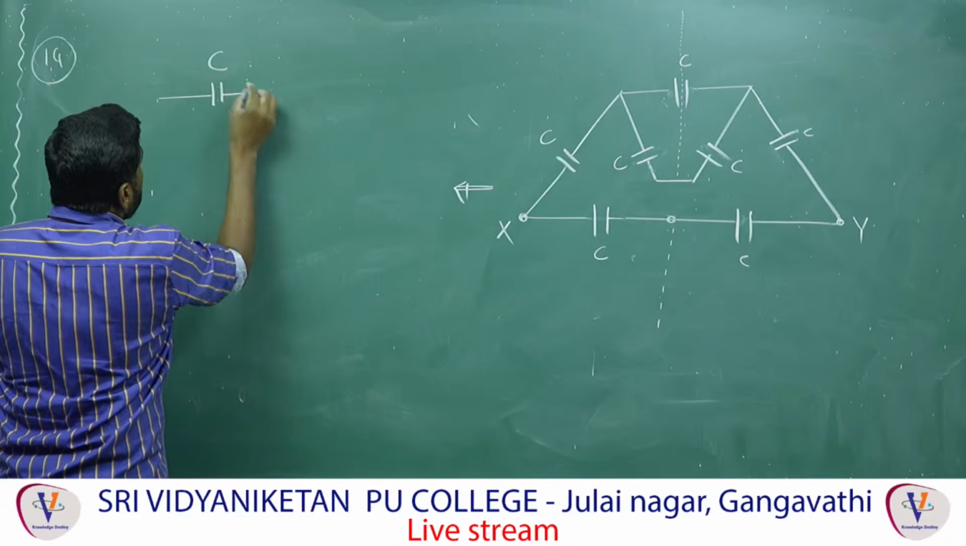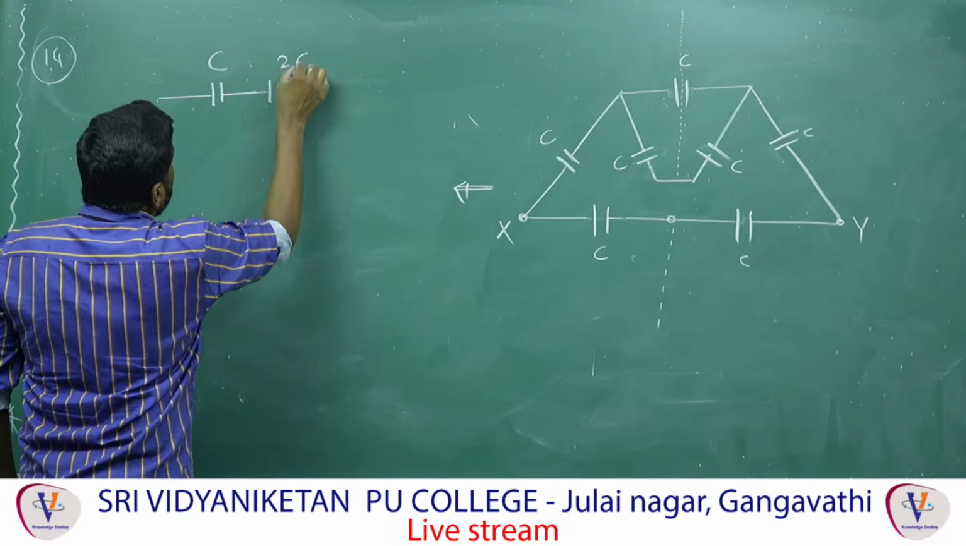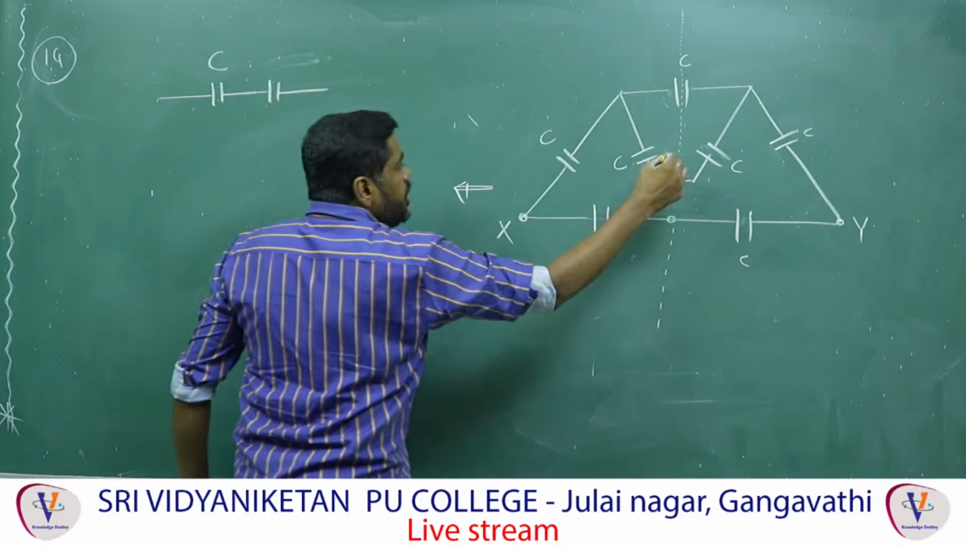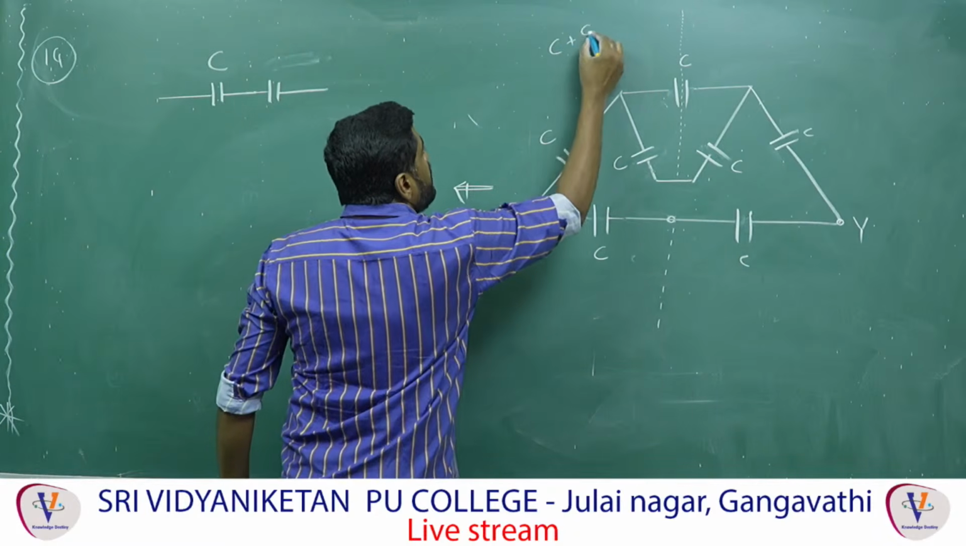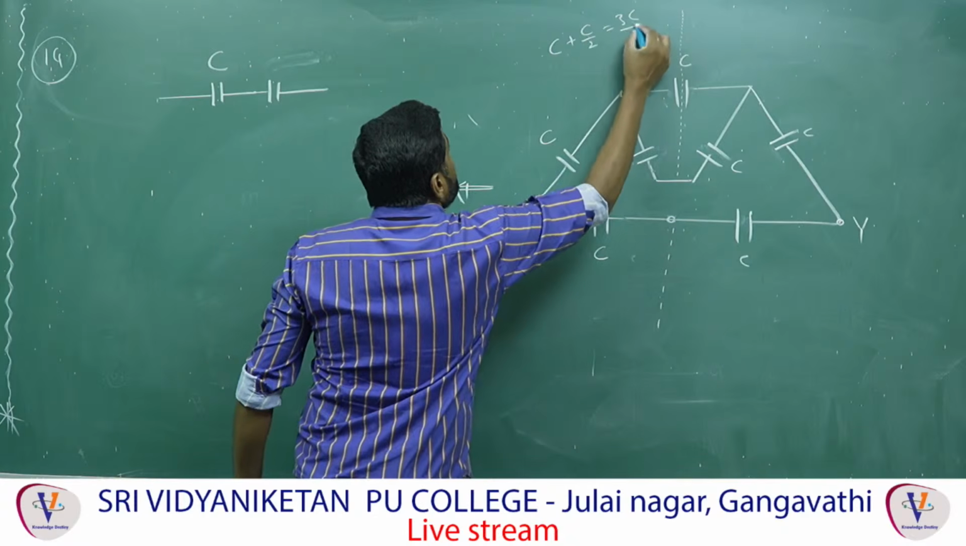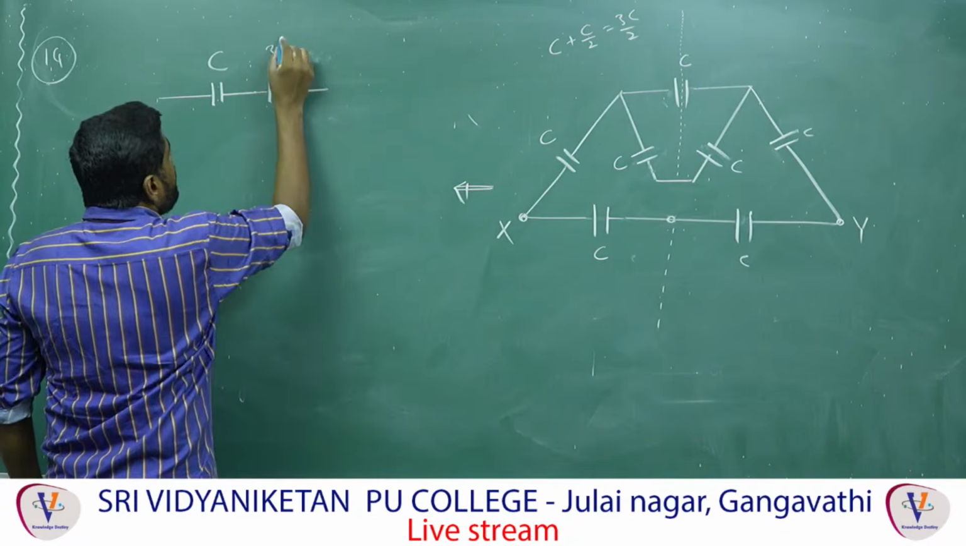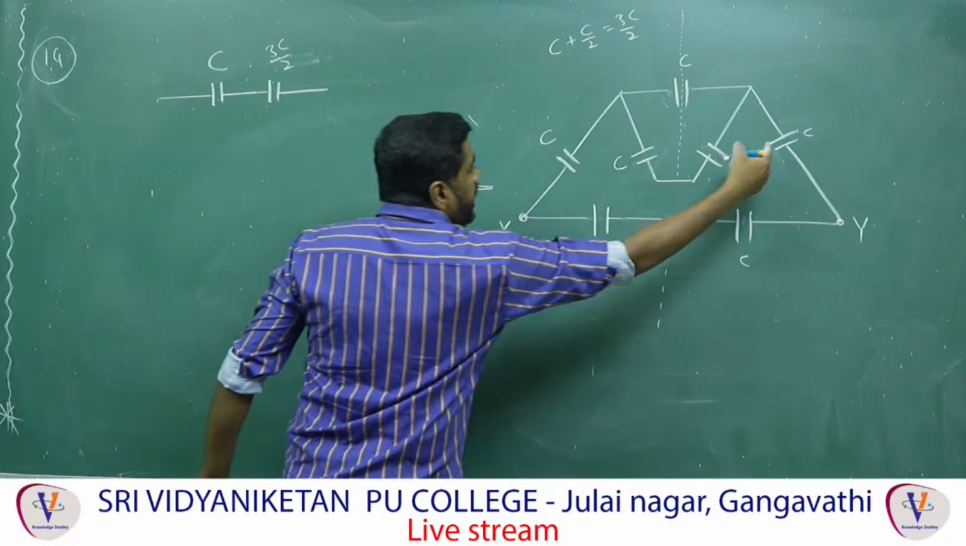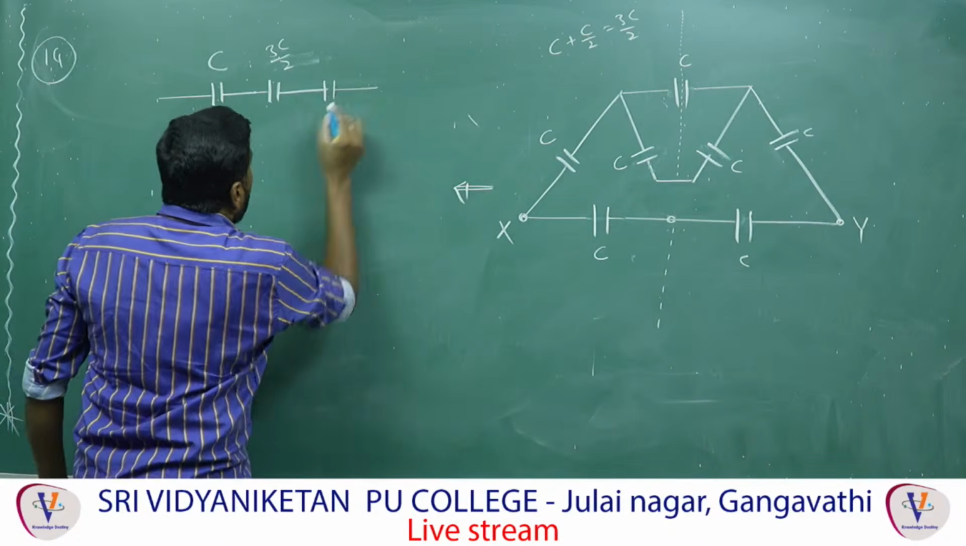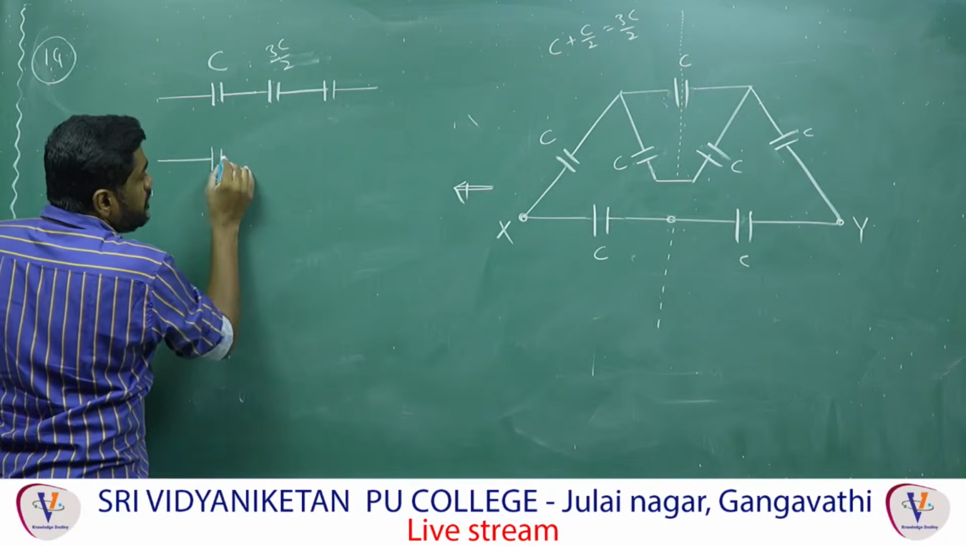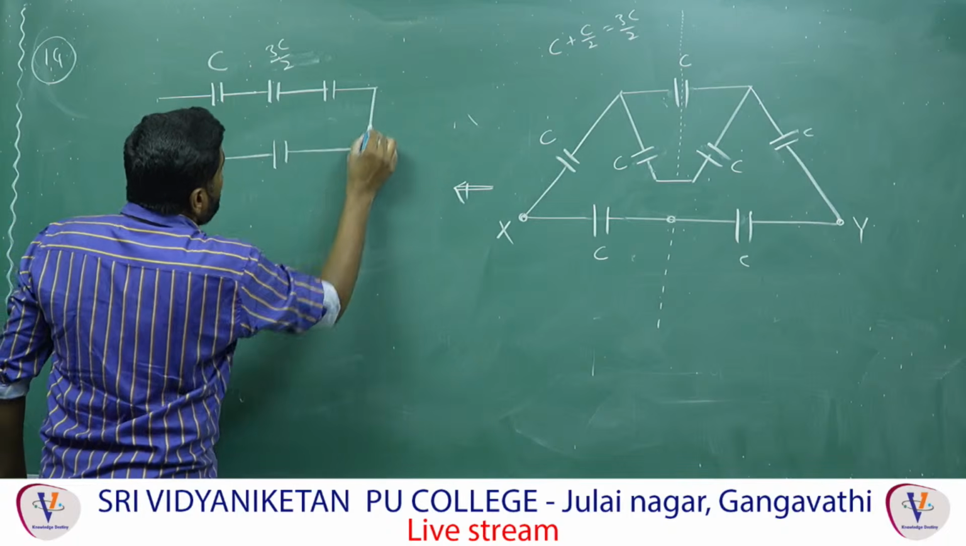This is the C and this is the C by 2, so C plus C by 2 is equal to 3C by 2. So here you can get 3C by 2. Here, for the last one, I am taking the C. Here this is C, and finally this is the C and this is also C. We can confirm like that.